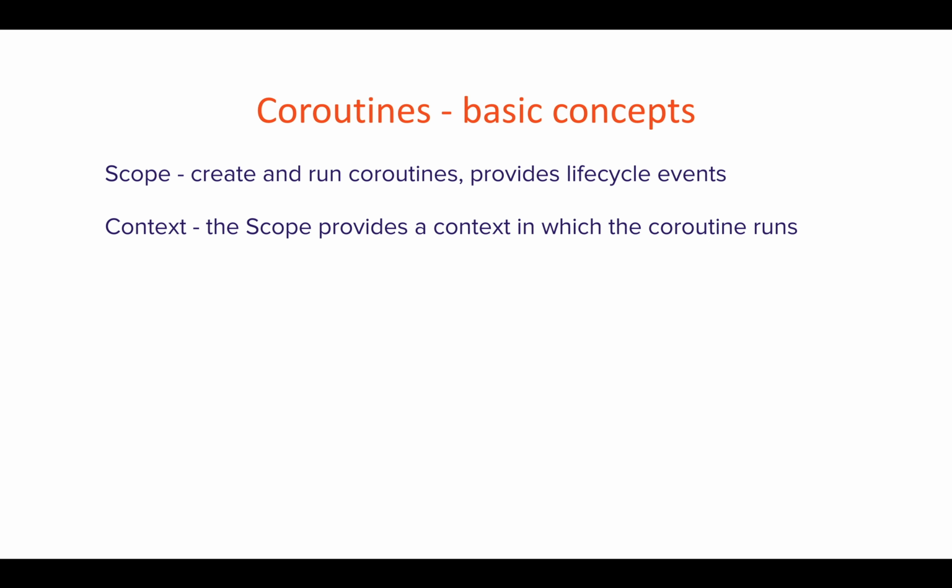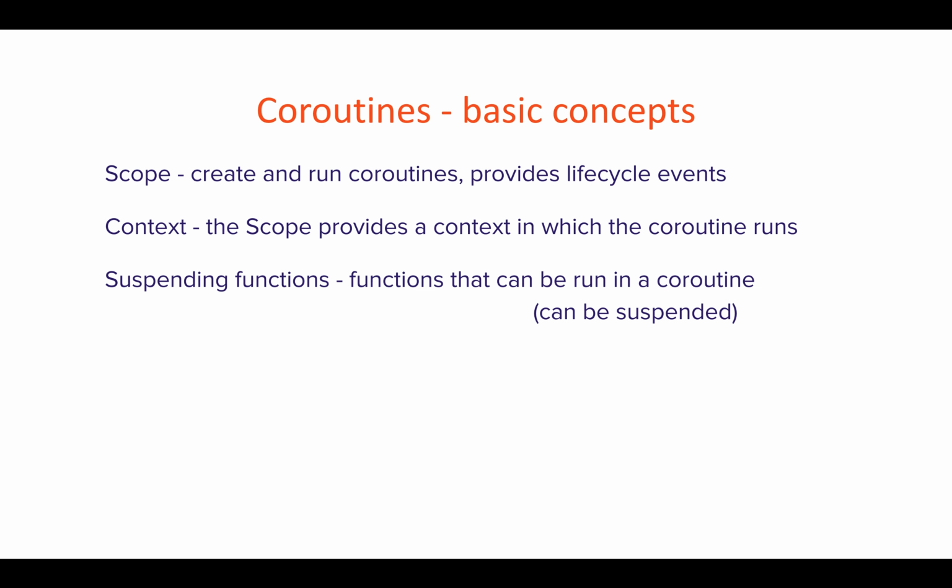Now the context is a concept that is very tied to the scope. The scope itself provides a context, and a context is simply the state of a coroutine. It provides some variables and some functionality that you can use in your coroutines. The scope and context are very tightly tied together. Now, suspending functions are basically functions that can be run in a coroutine, or can be suspended, as we call them. They provide functionality that you want to run in parallel.